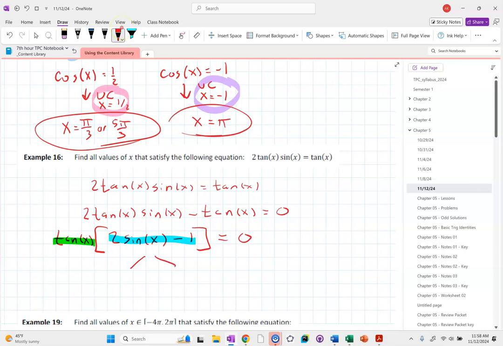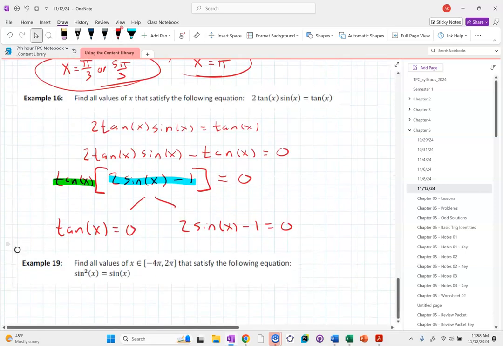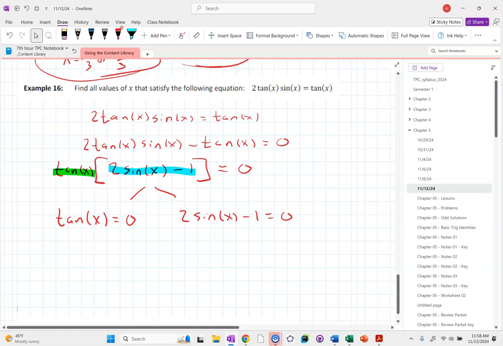So now we can apply the zero product property and split this into 2 separate equations. Is everybody happy with that? Looks familiar, right? Just like solving by factoring last year in Algebra 2. So here the tangent is all by itself, so I'm ready to go to the unit circle.